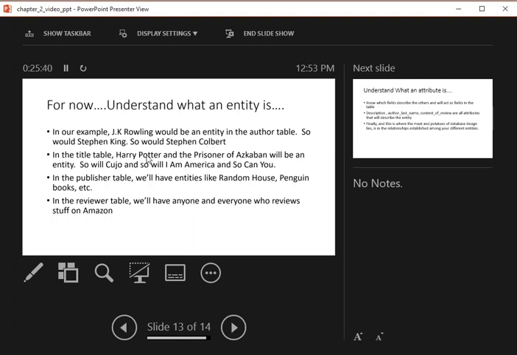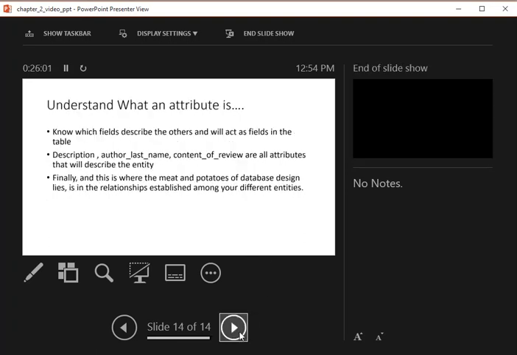You'd see Harry Potter and the Prisoner of Azkaban, as well as The Sorcerer's Stone. Cujo by Stephen King would be there. I'm American, so America Again by Colbert would be there. In the publisher table, we'll see a whole bunch of different companies. And in the reviewer table, we'll have anyone and everyone who reviews stuff on Amazon. So those are the entities in there.